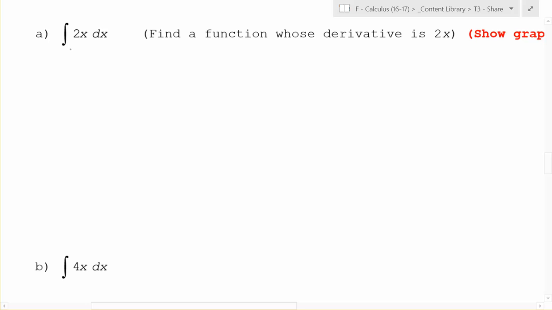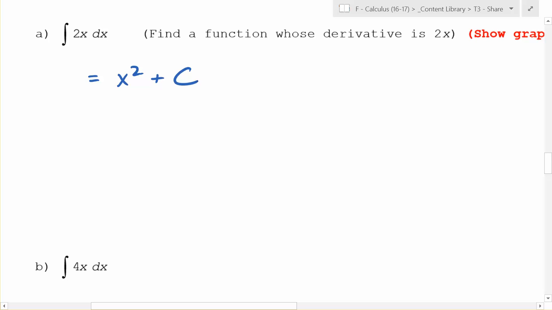Variables. It's fine. But there's nothing here. When there are no limits of integration, these are called indefinite integrals. So what is the answer to this? Find a function whose derivative is 2x. What's that? X squared plus what? C. Got to put a plus C in there.